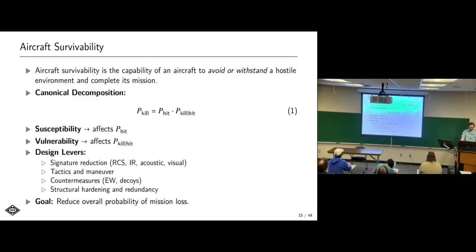Some of the design levers you have to improve survivability: you can reduce your signature, your radar cross-section, your IR, acoustic, visual signature, make yourself harder to see. Tactics and maneuvering: obviously, if you're very clever or very agile, you have a better chance of surviving the encounter. Various countermeasures, electronic warfare, decoys, and structural hardening and redundancy. If your plane is built like a tank, probably better than if it's the Wright Flyer. But the overall goal of survivability is to reduce the probability of a mission loss.